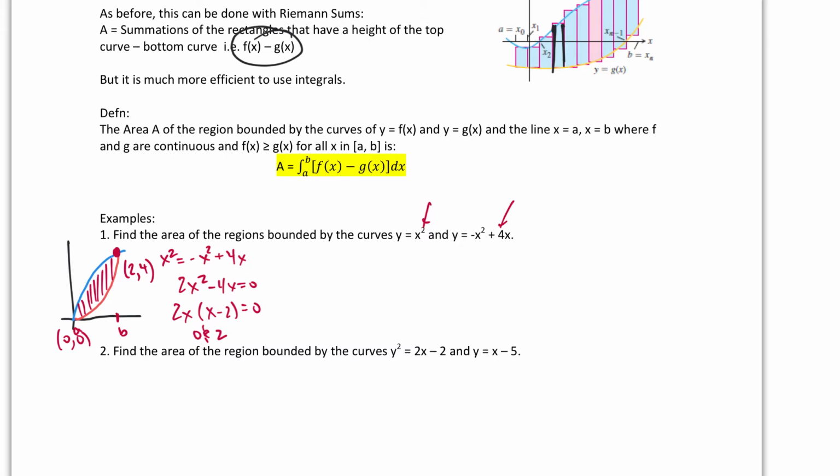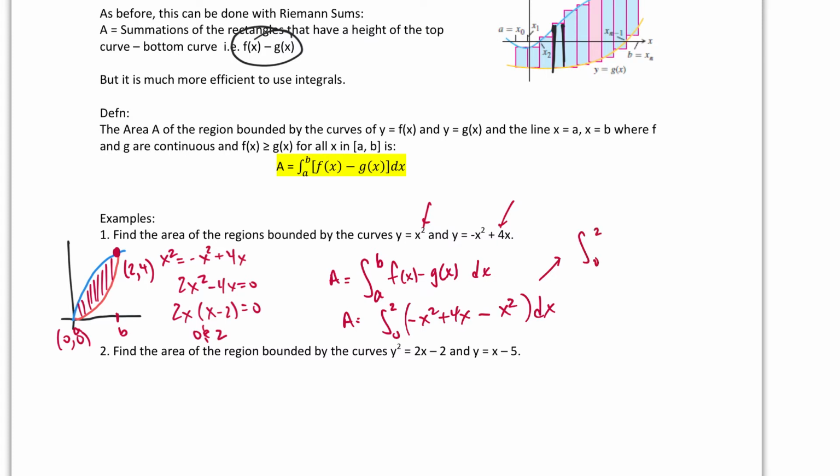So we are going to end up with the integral from a to b of f of x minus g of x dx. That's going to be our area. Our area will be the integral from 0 to 2. The top curve was negative x squared plus 4x minus the bottom curve was x squared dx. Let's clean all this up, and we'll end up with the integral from 0 to 2 of negative 2x squared plus 4x dx, and then we can go ahead and finish this integration, and I'll get negative 2/3 x cubed plus 2x squared on the bounds from 0 to 2.